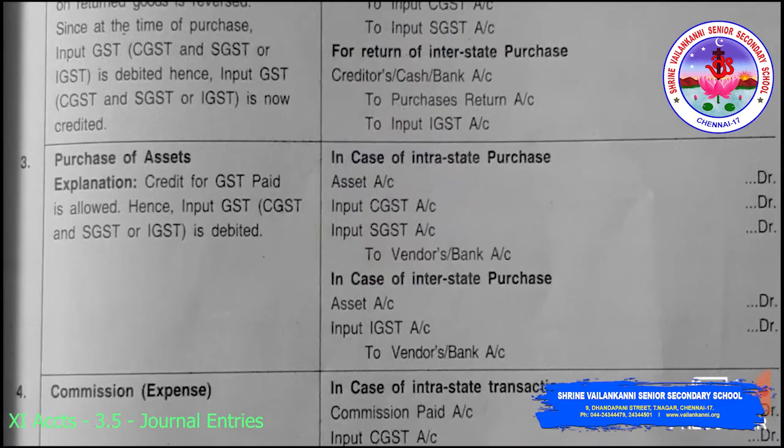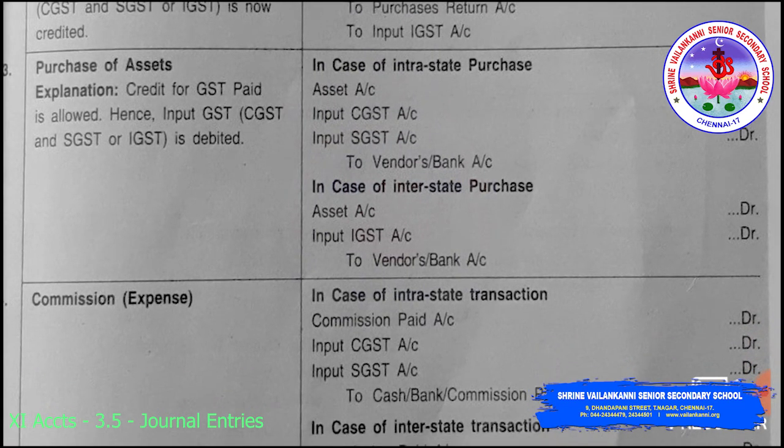The next transaction is purchase of assets. When you are purchasing assets, say plant and machinery, computer, or any sort of land or building, what is the transaction? If it is intra, input CGST, SGST will come. So asset account debit, input CGST account, input SGST account to vendors or bank account. In case of interstate purchase, asset account debit, input IGST account to vendor or bank account. If it is a credit purchase, you will write to vendors. If it is a cash transaction, you write cash or bank.